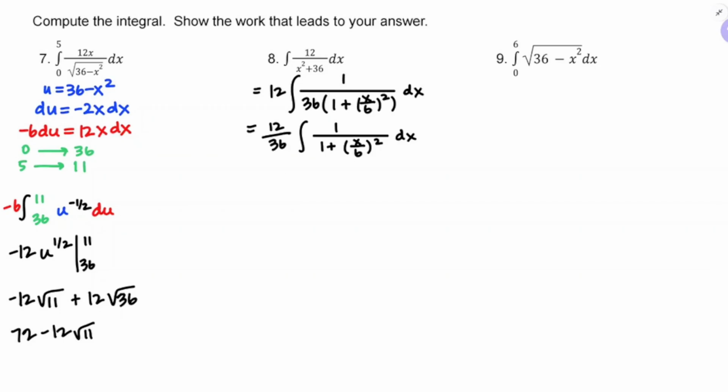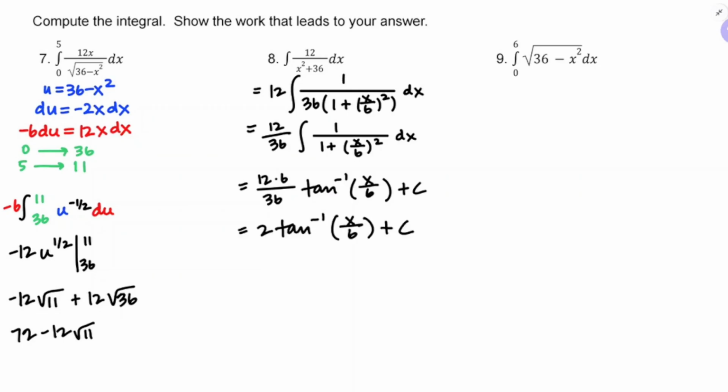So I've got the 12 over 36, arctangent of x over 6, but because of that x over 6, the derivative of 1/6 of x is going to be 1/6. So I divide by 1/6, which is like multiplying by 6. That's where that extra factor of 6 is coming in. And then I have 12 times 6 divided by 36. You could look at that as 12 over 6, or however you're going to simplify that. That's 2 arctangent of x over 6 plus c.